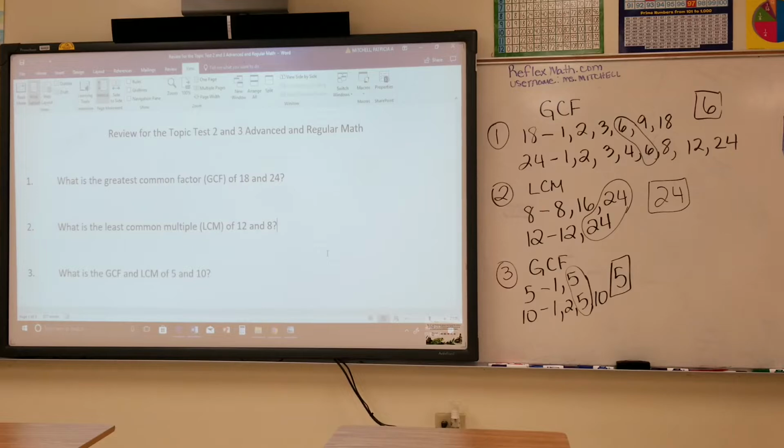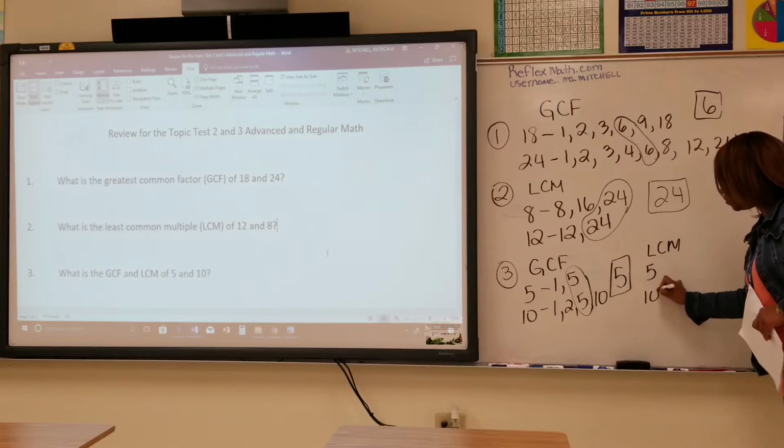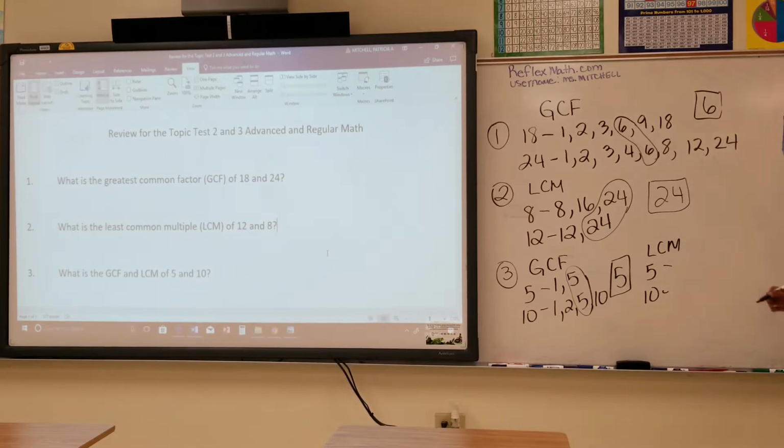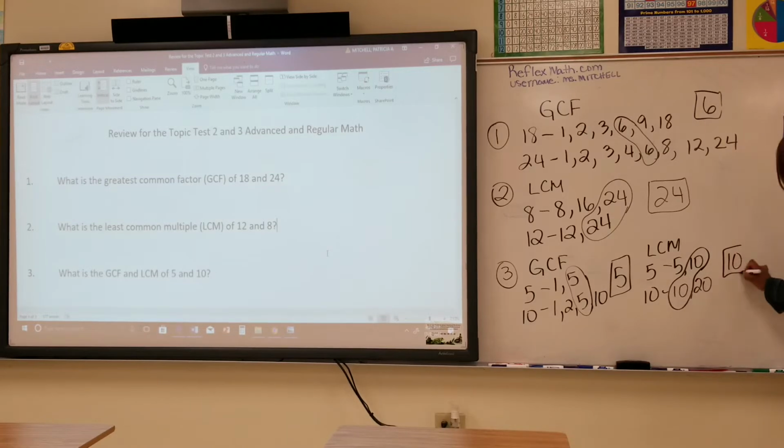And then they ask for the least common multiple, the LCM of 5 and 10. The multiples of 5 are 5 and 10. We can stop there. The multiples of 10 are 10 and 20. And we can stop there, because they asked for the least common multiple. So our least common multiple will be 10. So please pause the video so you can take notes and you'll know the difference between a factor and a multiple, and you won't get confused.